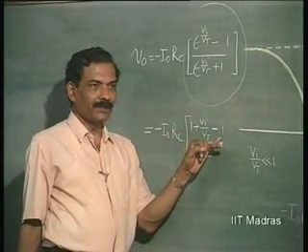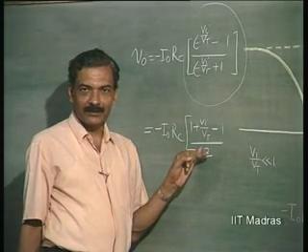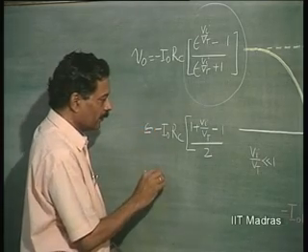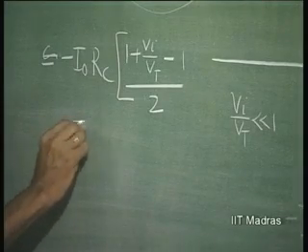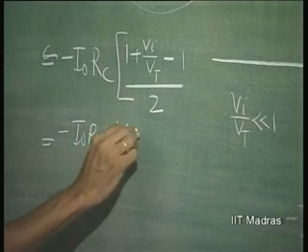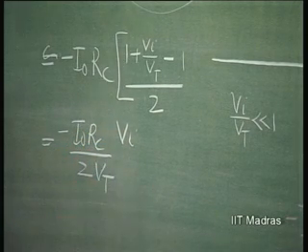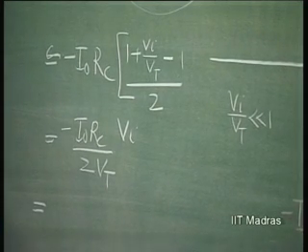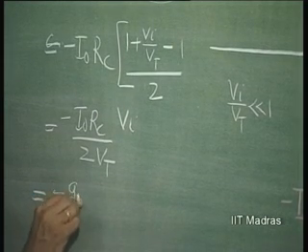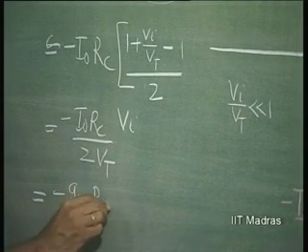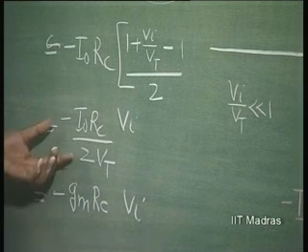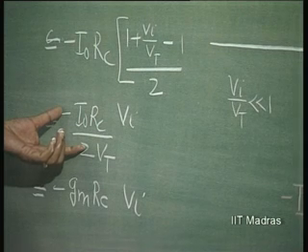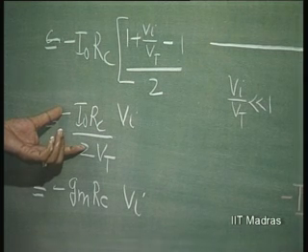this 1 gets cancelled with this 1. So, Vi by Vt becomes the dominant factor. So, you can't neglect it. So, this becomes minus I0 RC into Vi divided by 2 Vt, which is nothing but, if you look at it, minus Gm into RC, because Gm is IEQ by Vt. IEQ is I0 by 2 for each transistor.